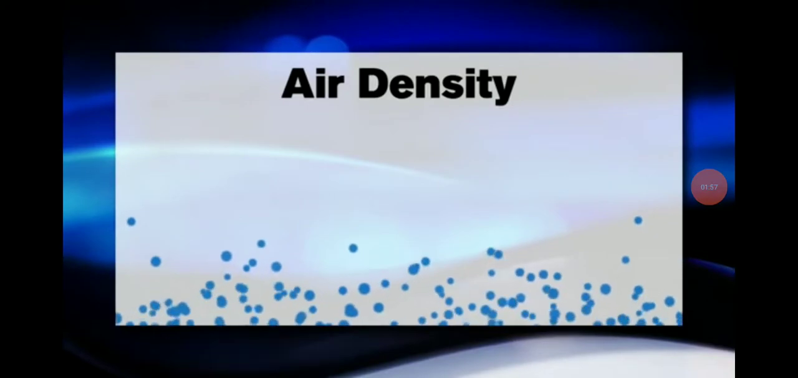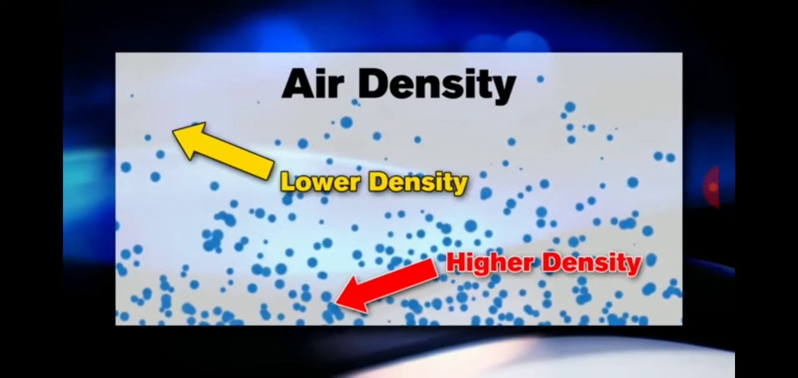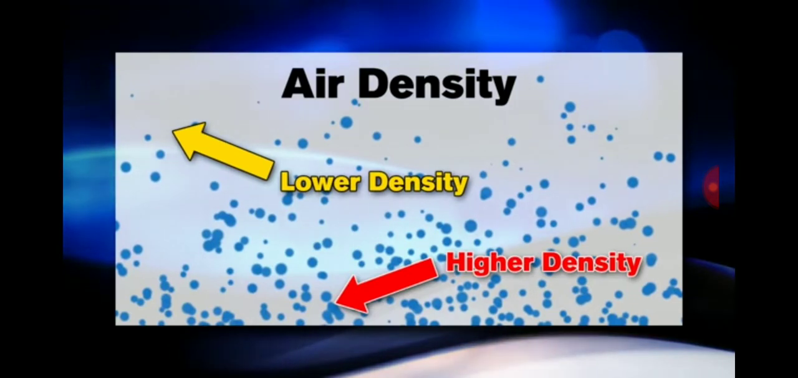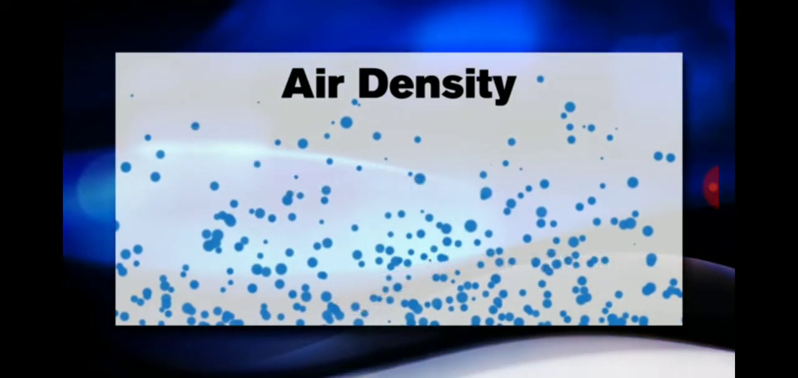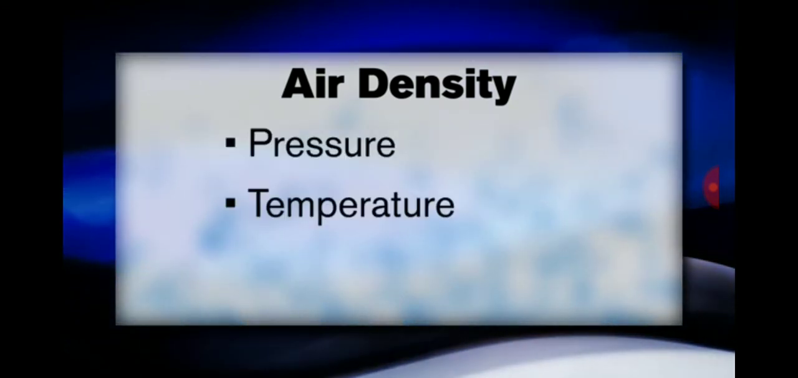Just as important as the weight of the airplane is the density of the air. Air density is a measure of how far air molecules are spaced apart. The closer the molecules are spaced, the denser the air is. The density of the air is mainly affected by three factors, those being pressure, temperature, and humidity.